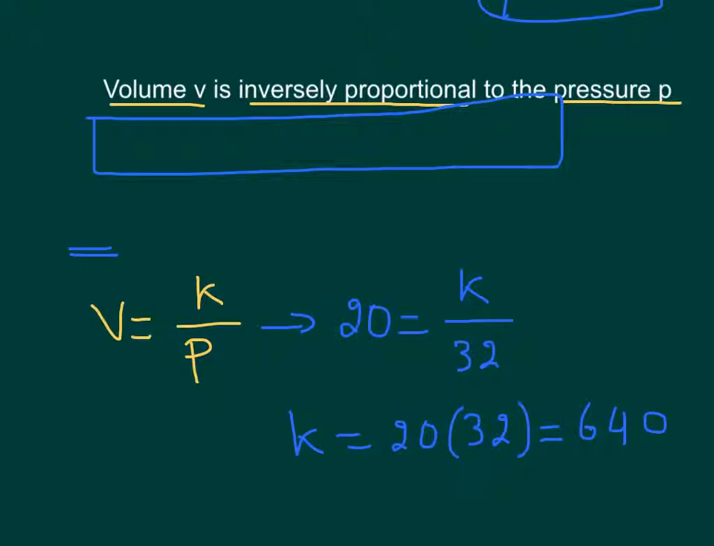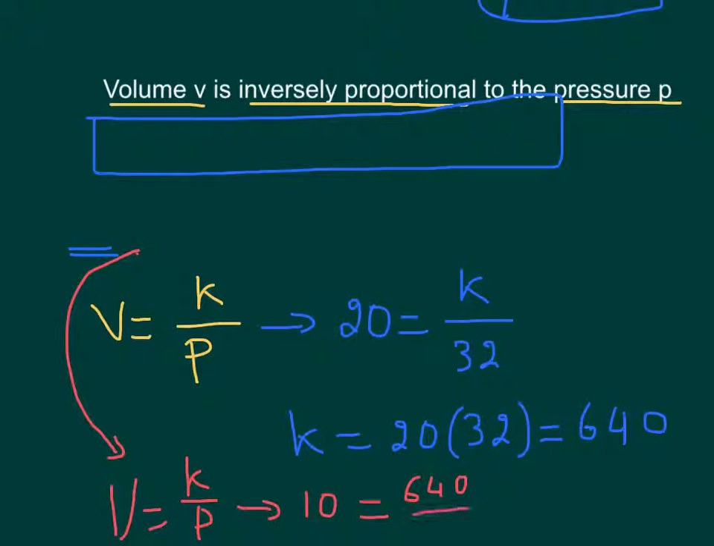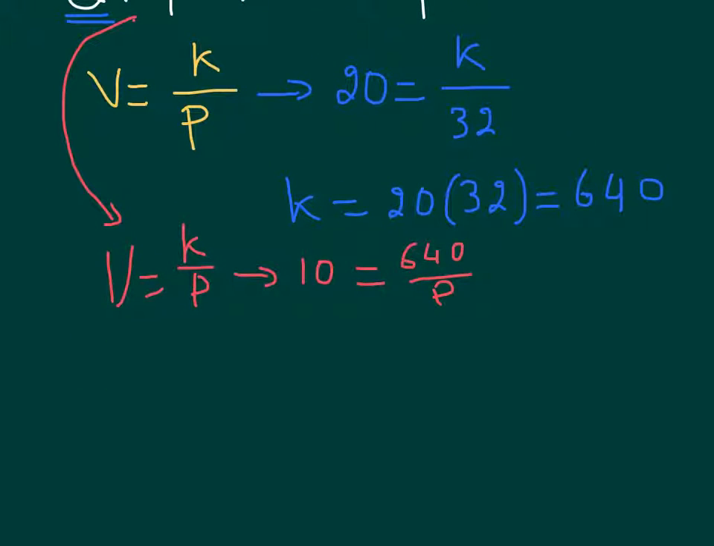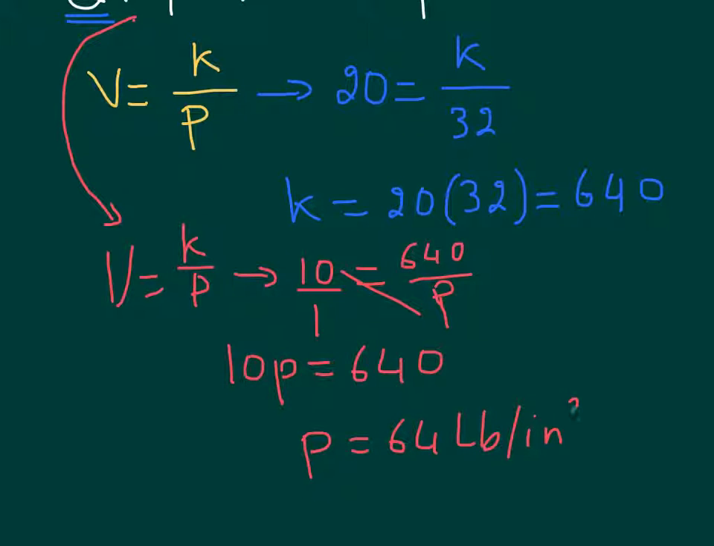Now the question was, here is the question. The question is to find what the pressure is. And so I'm going to go over here and say, okay, to answer the question, I am going to go to the formula V equals K over P. If the volume is 10 and K is 640, can we solve for P? Of course we can solve for P. We just have to cross multiply here, and 10P equals 640, which gives us P equals 64 pounds per inch squared.